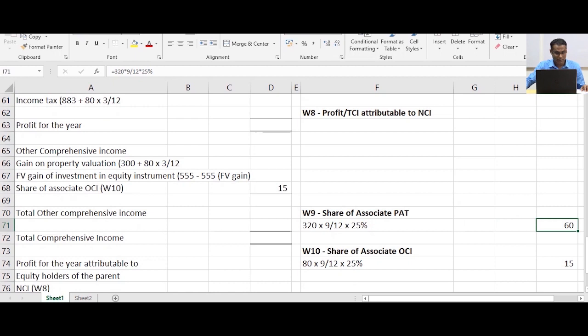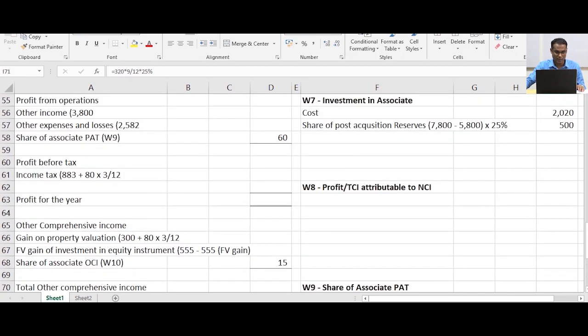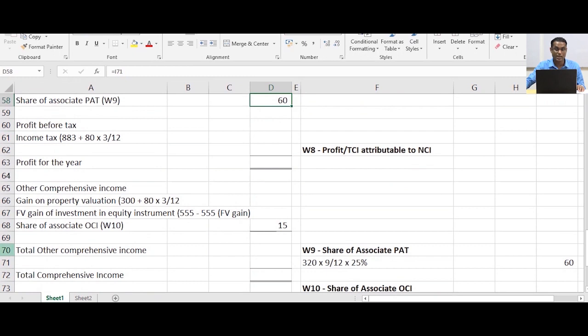Similarly, the associate, Teak PLC, has other comprehensive income items. Out of that, even first 9 months, 80 into first 9 months, 9 upon 12. Out of that, 25% you need to take to the parent entity's consolidated income statement as share of other comprehensive income of the associate during the first 9 months. So this 60 I have taken here, share of associate profit after tax, 60 before the profit before tax figure, and the associate's share of other comprehensive income I have taken under the other comprehensive income items, 15.